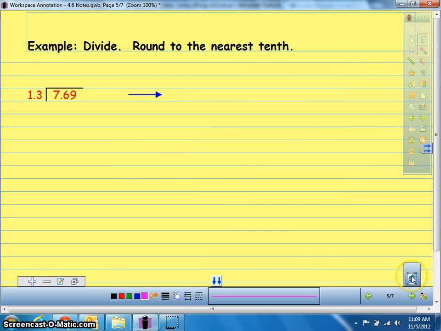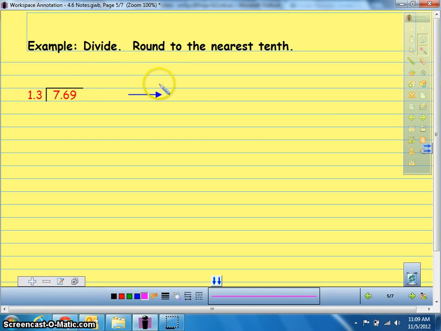All right, so let's actually try a problem here. We have 1.3 outside the house, 7.69 inside the house. So we have 7.69 divided by 1.3. We need to divide it, and then at the end we need to round to the nearest tenth. Make sure you're watching the directions. This tells me I need to round to the nearest tenth, which means I only need to get this problem to the 100th place value in order to find out how to round it to the 10th.